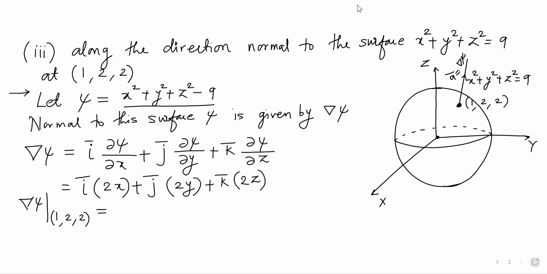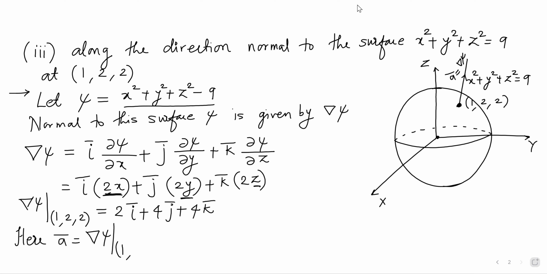So substitute x as 1. When you put x as 1, 2x becomes 2 i bar. Put y as 2, so we get 4 j bar. Put z as 2, so we get 4 k bar. So here A bar is nothing but del psi at the point (1, 2, 2), and that is 2 i bar plus 4 j bar plus 4 k bar.